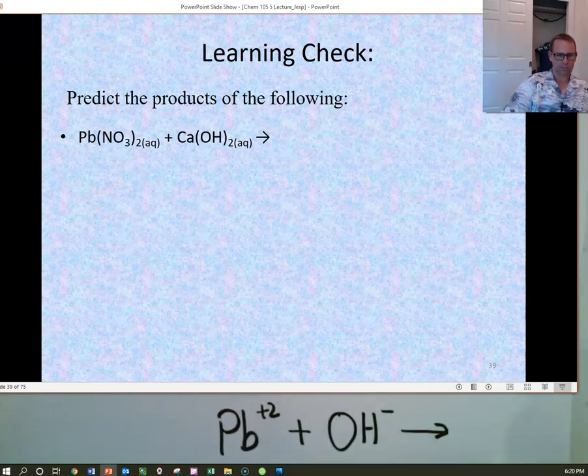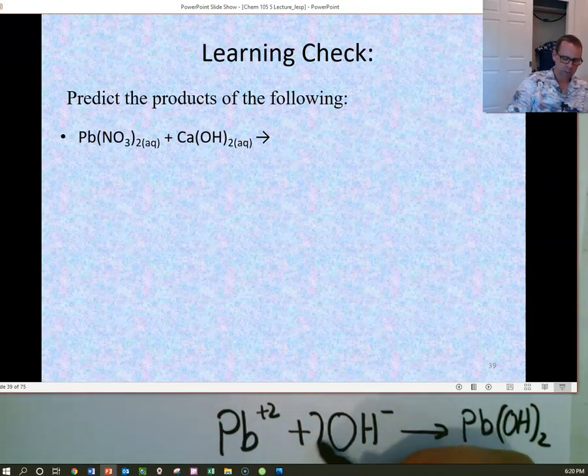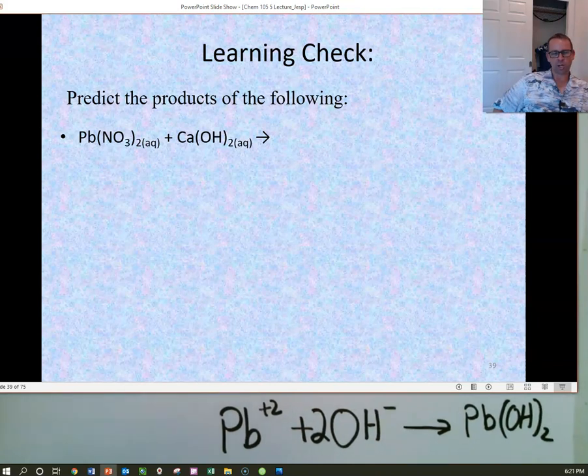Sorry, it would be negative. So it would be Pb2+ and OH-. PbOH with a 2 like that, right? And so we also want to show that we got 2 hydroxide ions, right?